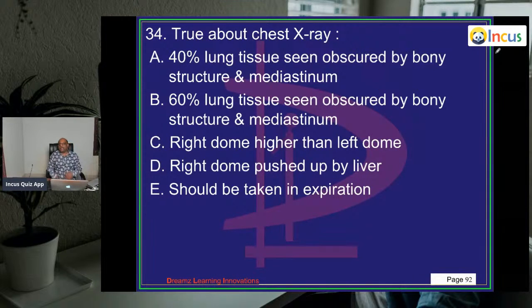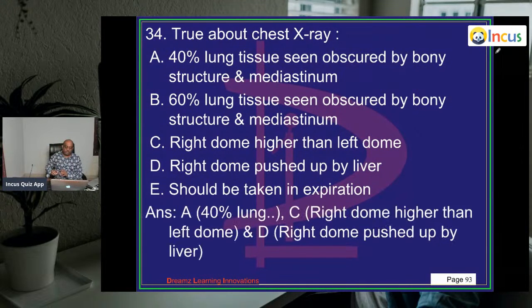With regard to chest radiograph, everything about chest radiography you have to be quite sure. Out of the total lung tissue, 40% of the lung tissue is obscured by bony structure and mediastinum. Obviously, there is liver below the right dome. That's the reason the right dome is at a higher level than the left dome. The right dome, due to this liver, projects up higher compared to the left dome.